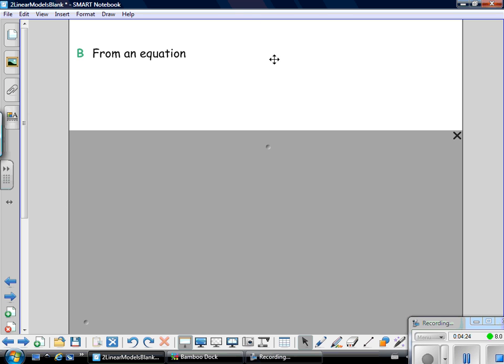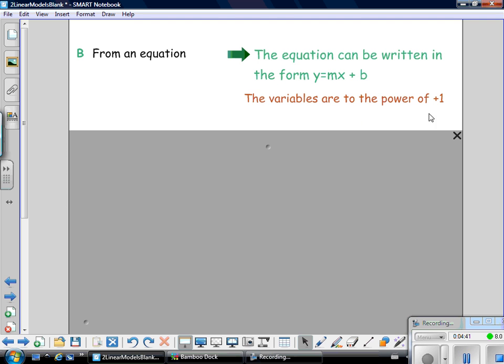again, you've seen this before. We know that the equation can be written in the form y equals mx plus b. Now you know from studying lines before that sometimes it doesn't quite look like this. So really what you're looking for is that all of the variables are to the power of positive 1. My two variables are the y and the x in a linear relationship. And you can see that there is no number with the y.